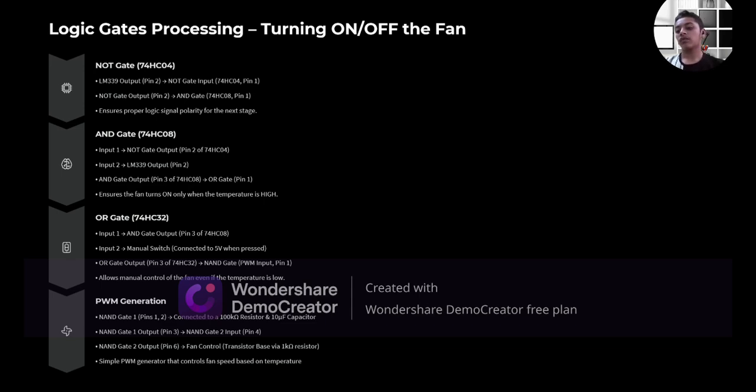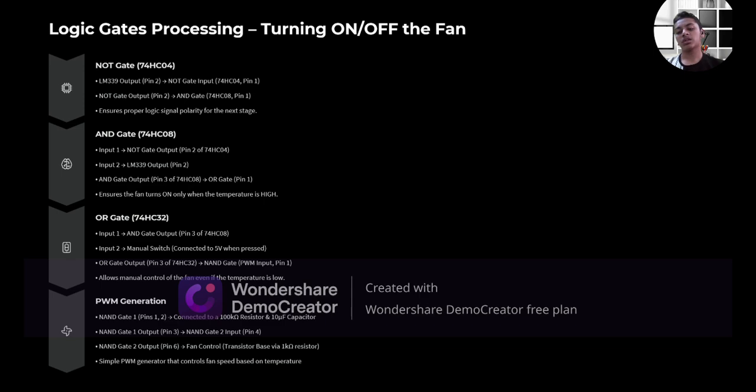OR gate. First pin is connected to the AND gate output. Second pin is connected to the manual switch, connected to the 5 volt when pressed. OR gate output pin number 3 is directly connected to the NAND gate. It allows manual control of the fan even if the temperature is low.